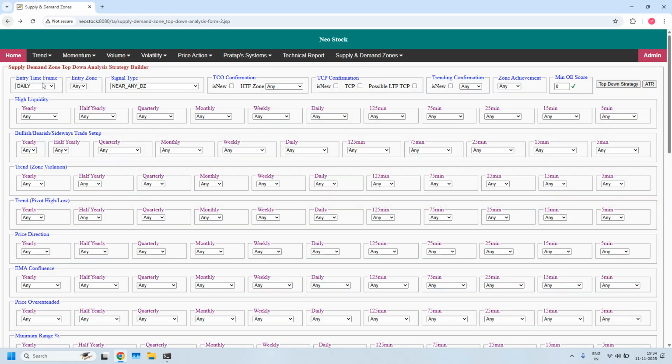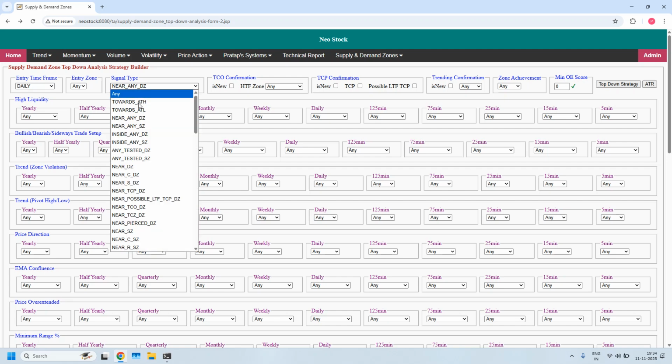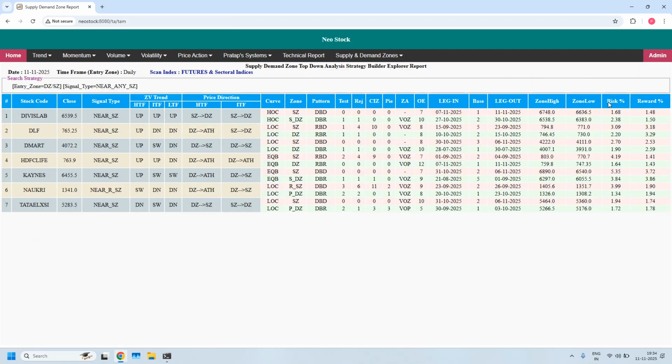Okay, next, for daily time frame, stocks near to the daily supply zone. We got 7 stocks. Let's identify daily high liquidity supply zones from this list.